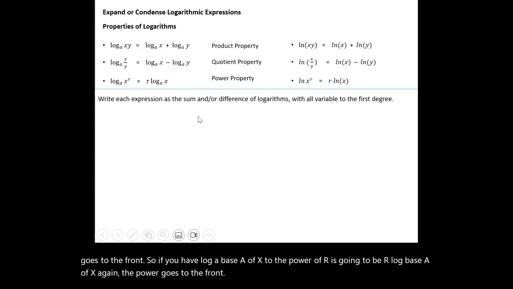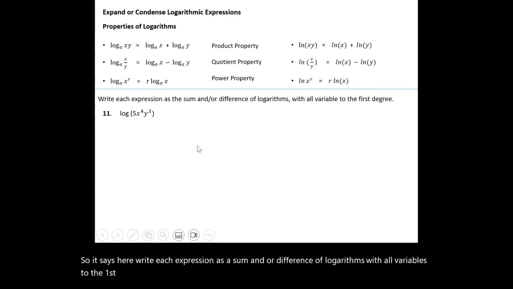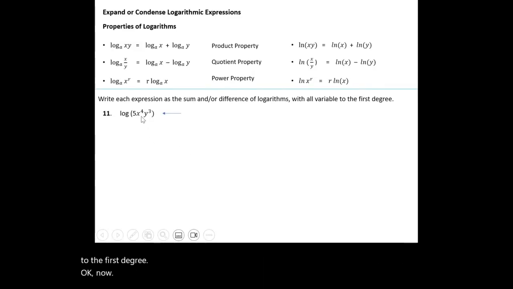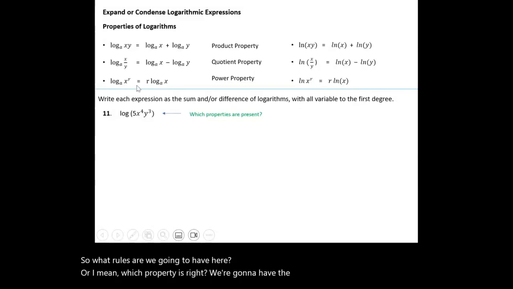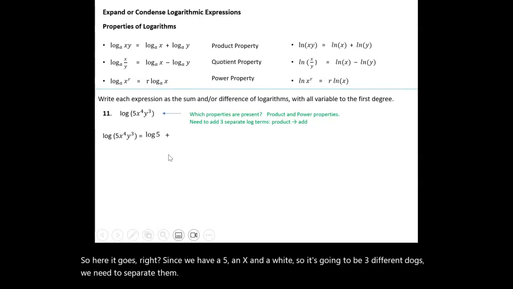So it says here, write each expression as a sum and or difference of logarithms without variables to the first degree. Okay, now, which properties are we going to have here? We're going to have the product and the exponential. So here, guys, since we have a 5, an x, and a y, it's going to be 3 different logs. We need to separate them. That's where we apply the product property.